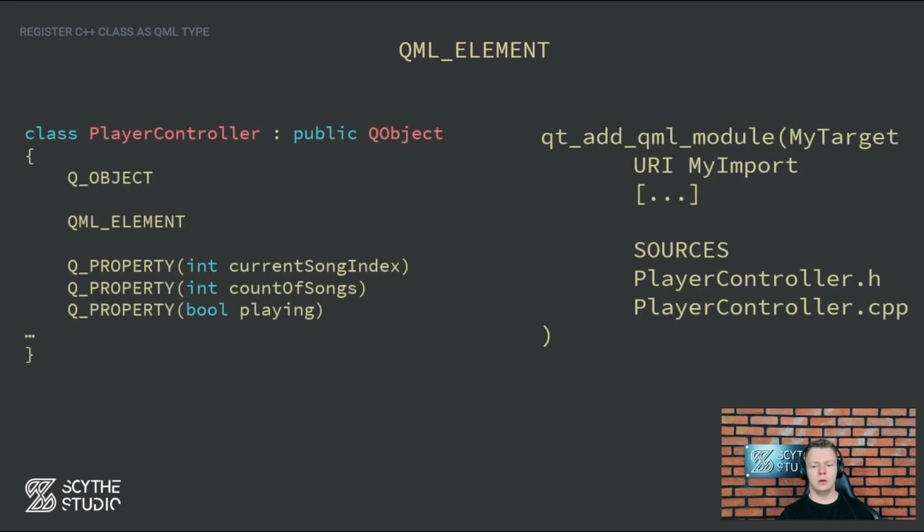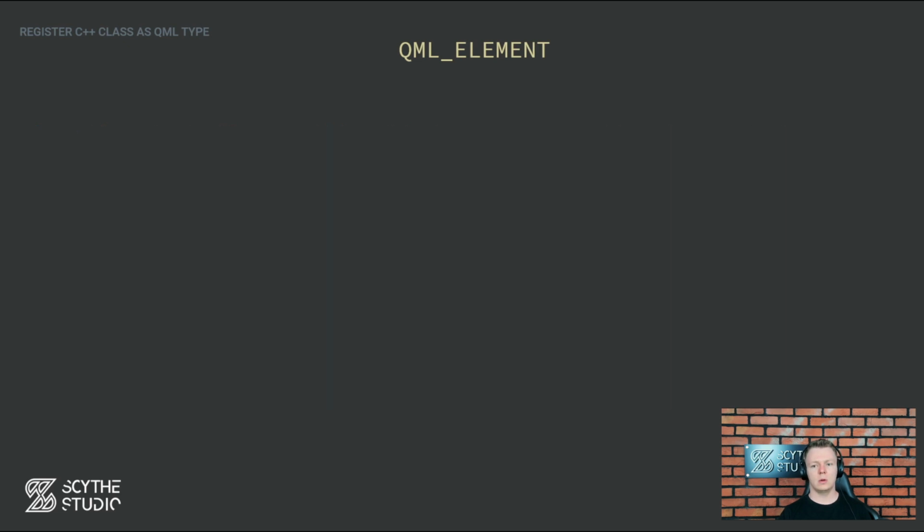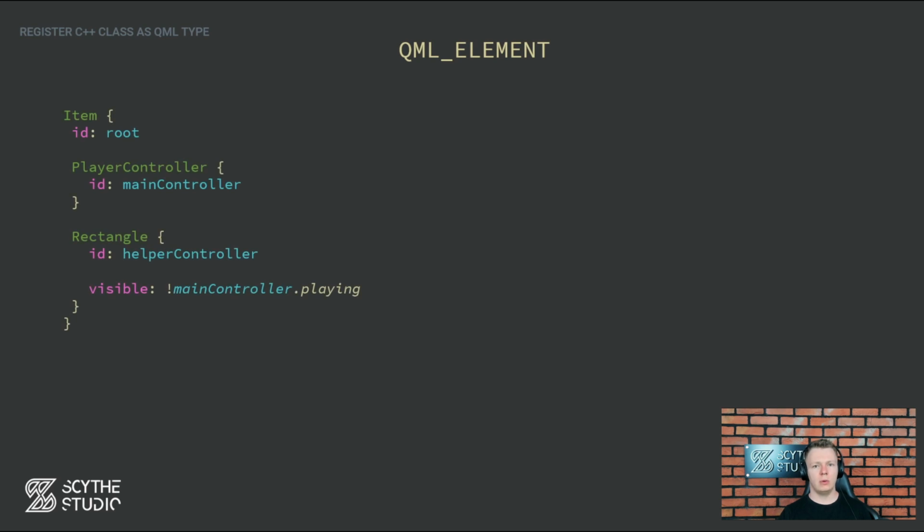So to register your class as a QML element, you need to add a QML_ELEMENT macro to the class definition. And then in CMake you need to put the class sources in the sources section of the qt_add_qml_module. Yeah, and after that you are good to go. After you do that, you can freely use your own type directly in QML.